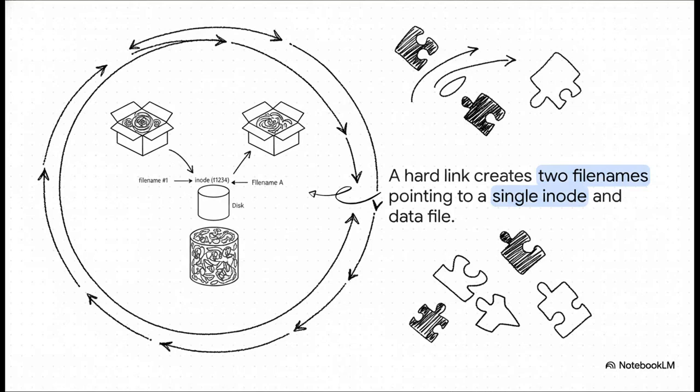So what's actually happening under the hood here? Well, you're not making a copy. You're not duplicating any data. All you're doing is creating a second file name that points directly to the exact same inode. It's literally two different names for one single set of data.